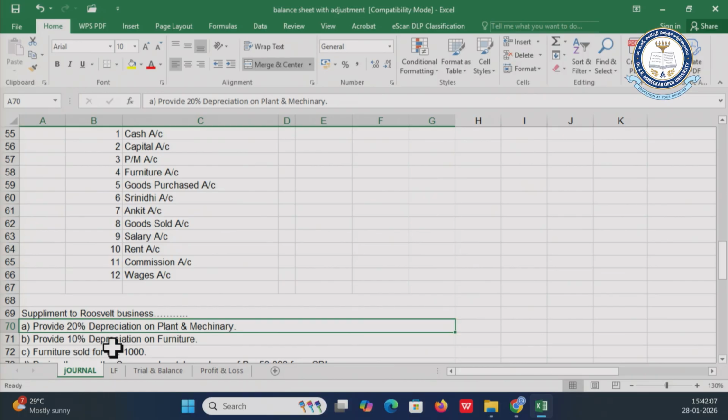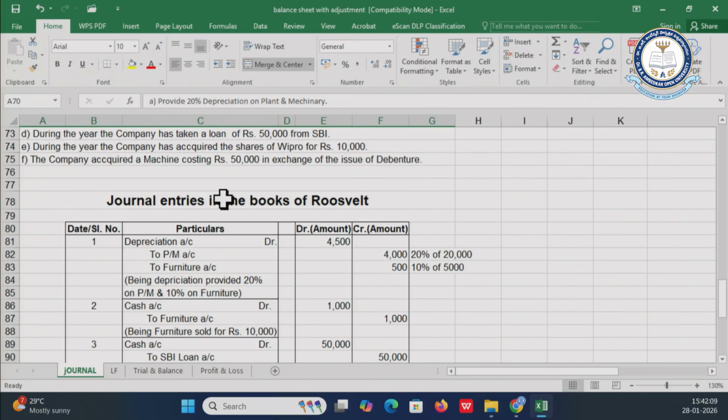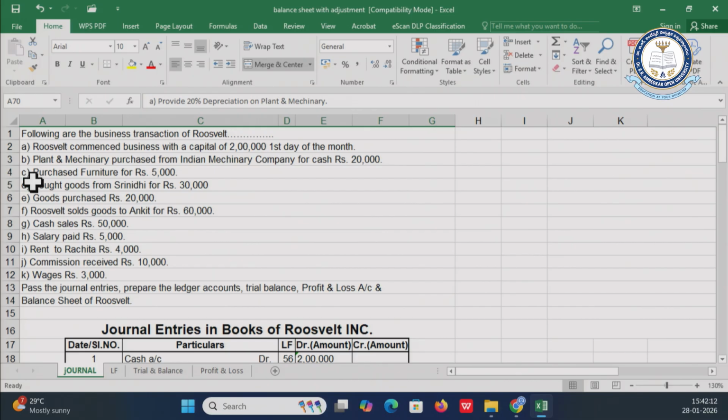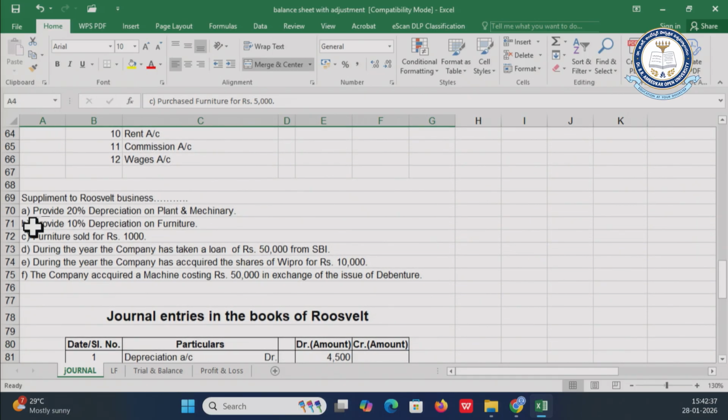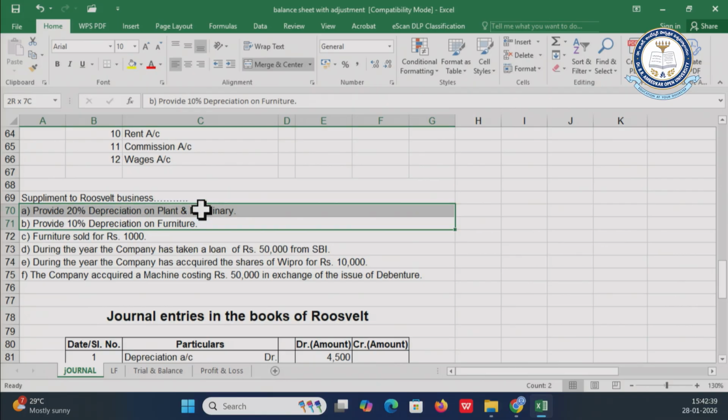Look at the 10% depreciation on furniture. Let's look at the furniture value in the caselet. Purchased furniture for 5,000 rupees. 5,000 is the worth, and 10% is the depreciation to be calculated. 10 by 100 into 5,000, 500 is the depreciation to be calculated on the furniture. Okay. Now two items we have completed. That is depreciation 20% on plant and machinery, 10% on furniture.